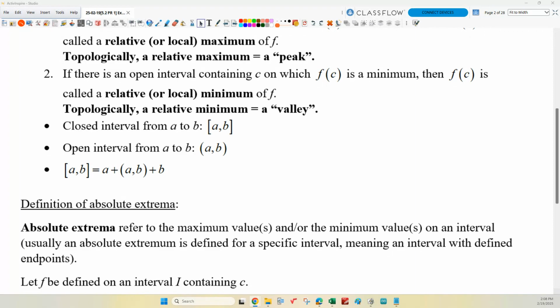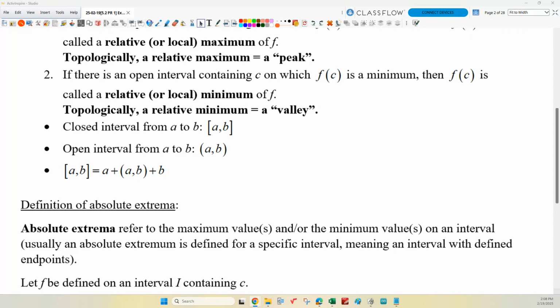Just some reminders. An open interval from A to B means what? Not including the endpoints. A closed interval is exactly the same as the open interval, but what are we doing? Yeah, we're just including the endpoints, right? So the closed interval from A to B equals the open interval from A to B plus A plus B, plus those endpoints, right? Okay.